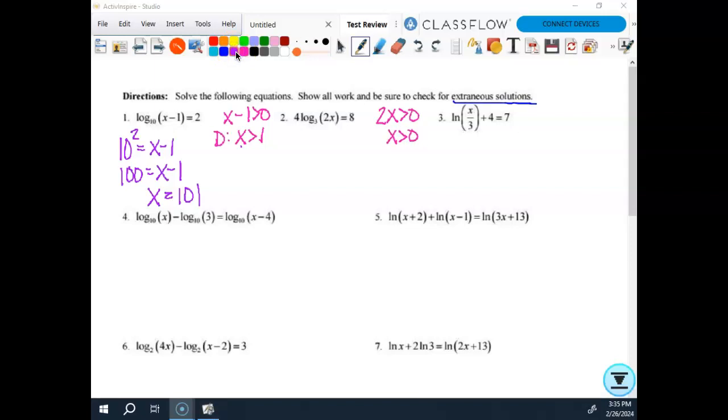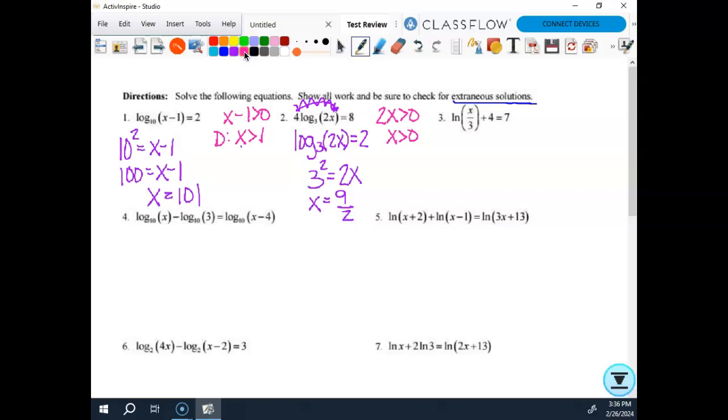Now, I have a couple of options of what I could do. I could let 4 become the exponent here and rewrite 3 to the 8th power equals this, but I don't know that I really want to do that. Since I have another option, I can divide both sides by 4 and get log base 3 of 2x equals 2. Now if I rewrite it, 3 to the 2nd power equals 2x. So that means when I divide, I'm going to get x is equal to 9 over 2. And 9 over 2 is greater than 0, so I'm good.